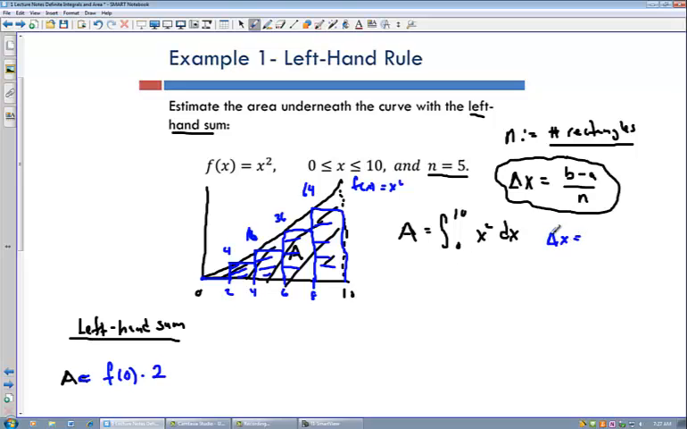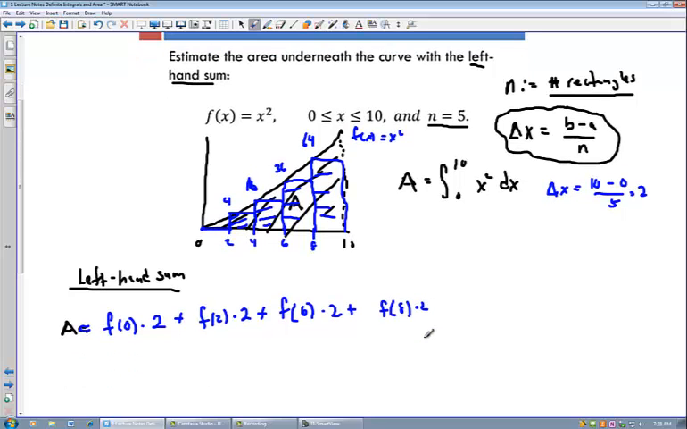You can always rely on formulas in the end, but remember, you always forget formulas. So 10 minus 0 divided by 5 is equal to 2. All right, so yes, I have f of 0 times 2, which is my change in x here, plus then I have f of 2. So I'm just writing this down. You can actually skip this step if you want, but I want you to see it. Then I do f of 6 times 2 plus f of 8 times 2. And I already figured out these heights by simply plugging into my function f of x equals x squared.